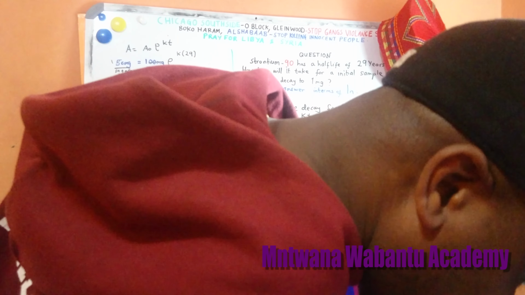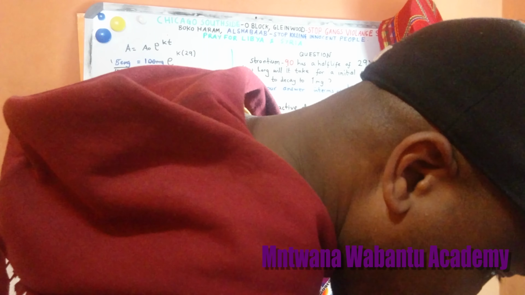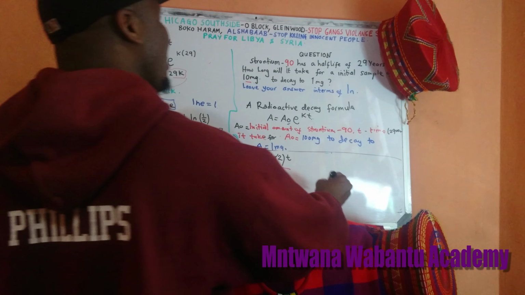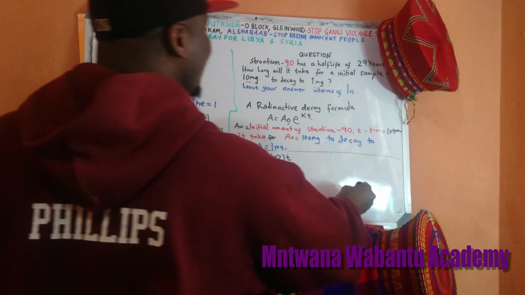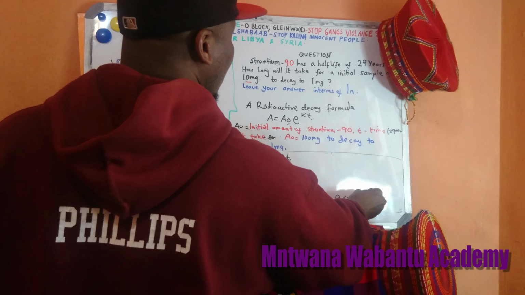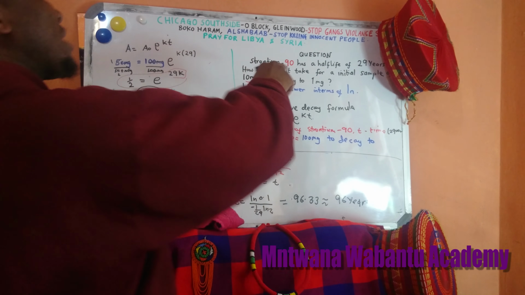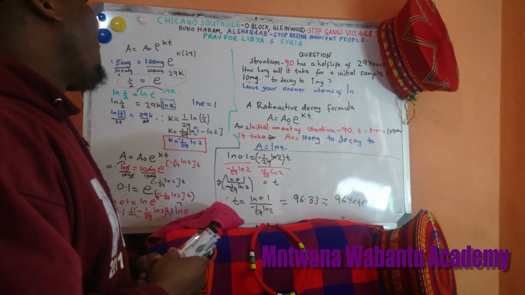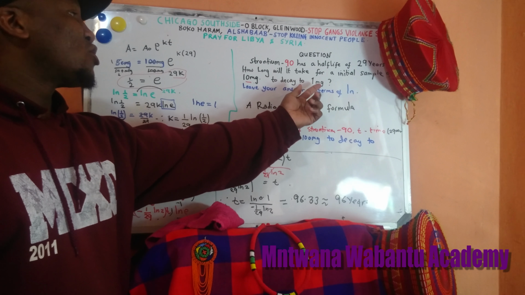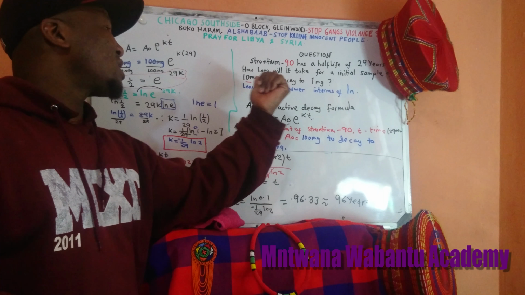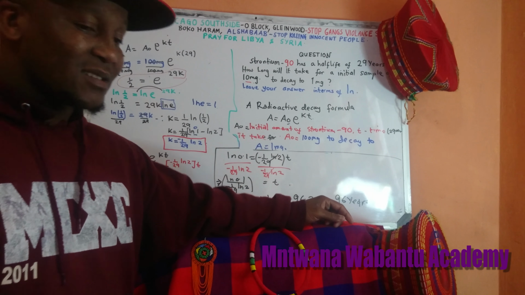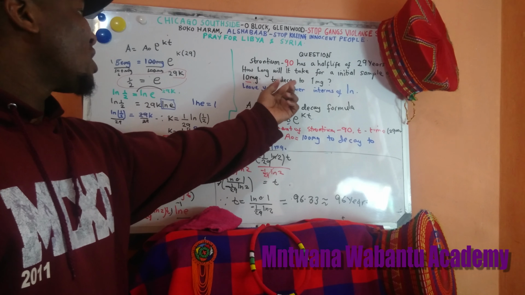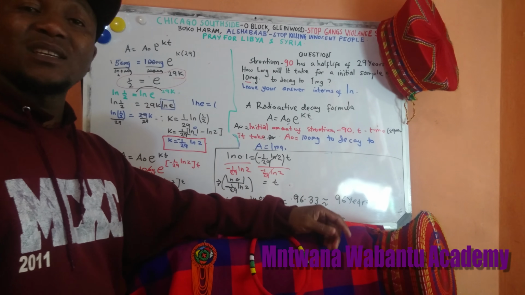You're going to get 96 point something. So when you approximate this, it's going to be equal to 96. But remember, this is time, so time is in years. Time for this case, most of these are related to decay, is in years. So for 10 milligram to decay to 1 milligram is going to take 96 years. So time, 96 years.